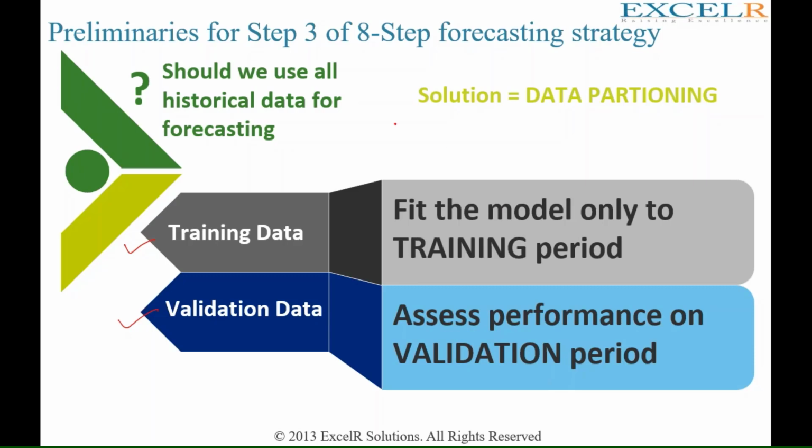There are a lot of rules available. For example, if I give you 100 records of historical data, you might segregate this so that 80% of the data is training data. I'm going to build the forecasting model using 80% of the data, and the remaining 20% would be used to test the accuracy of the model.